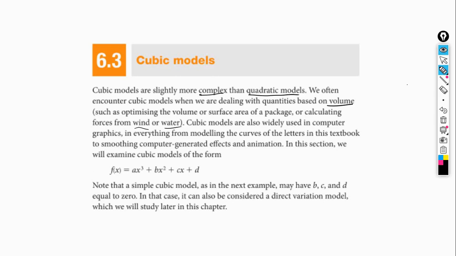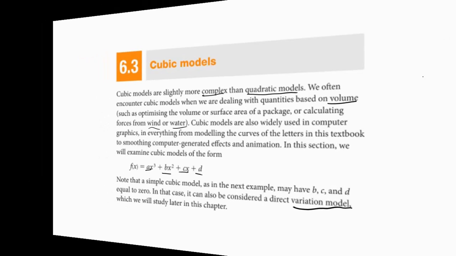In this section, we will examine cubic models of the form f of x equals ax cubed plus bx squared plus cx plus d. Now remember that a, b, c, and d in this case represent constants or numbers. Note that a simple cubic model, as in the next example, may have b, c, and d equal to 0. In that case, it can also be considered a direct variation model, which we will study later in this chapter.